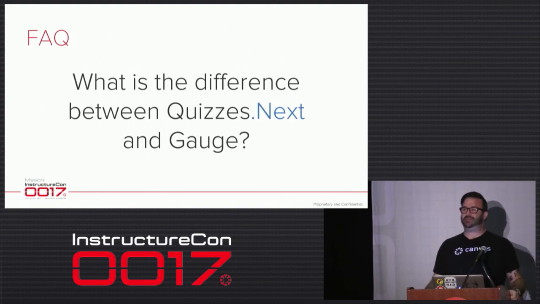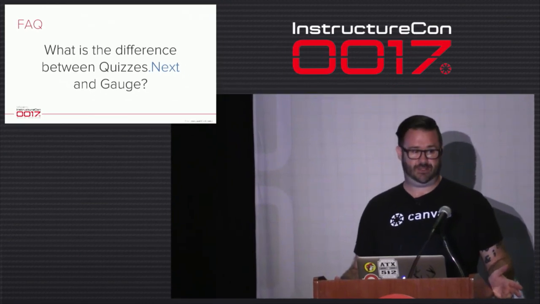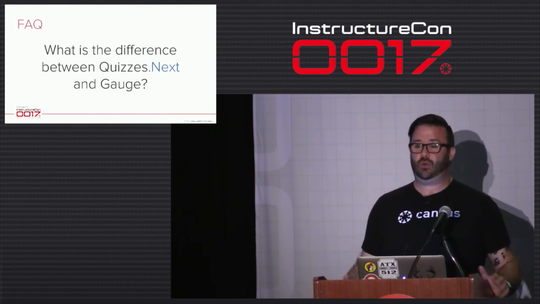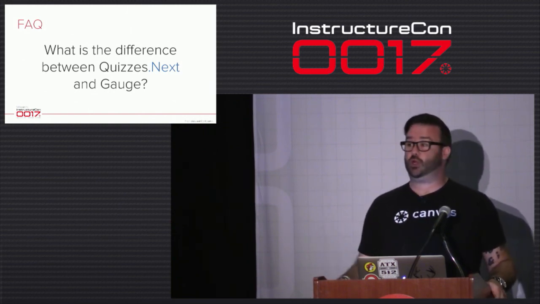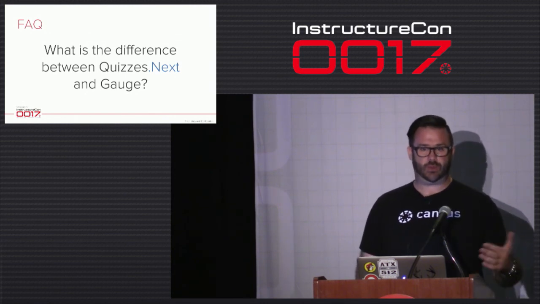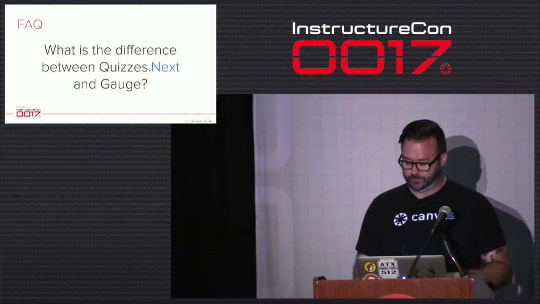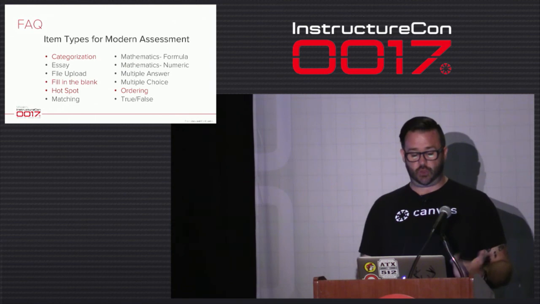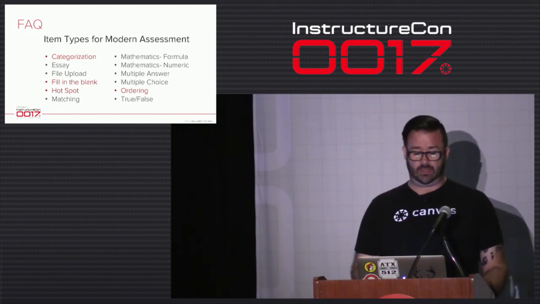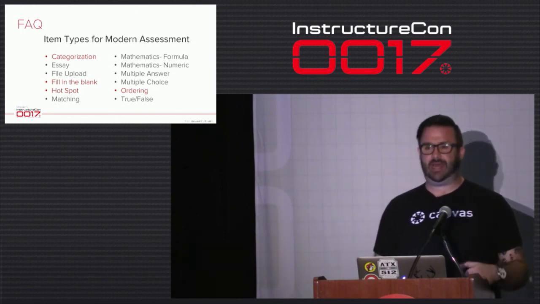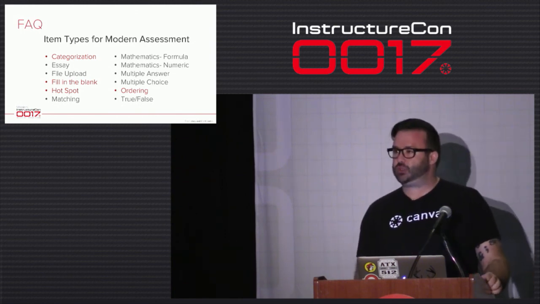First of all, what is the difference between quizzes.next and Gauge? Quizzes.next is designed for course-based assessment, and Gauge is designed for decontextualized, scaled assessment, where you want to deliver a test for all of third grade, for example. And you get all of the reporting that goes around with that type of scaled assessment tool. What item types will quizzes.next support? Well, in addition to what I showed you today, we have fill in the blank, hotspot, categorization, and ordering. Those are some of our new interactions, as well as all of the classics like multiple answer, multiple choice, matching, true false.